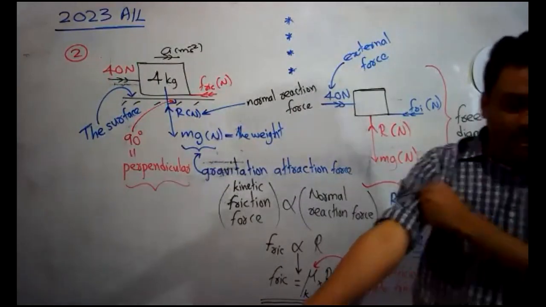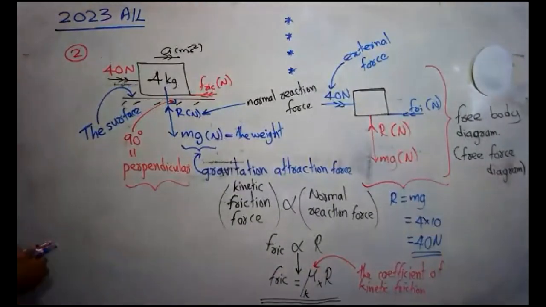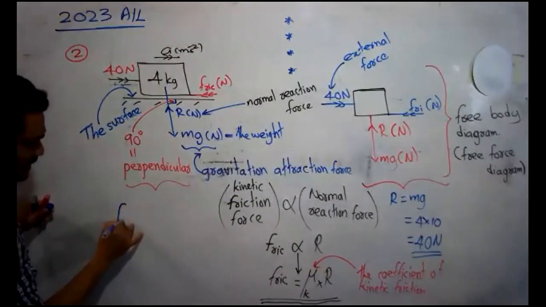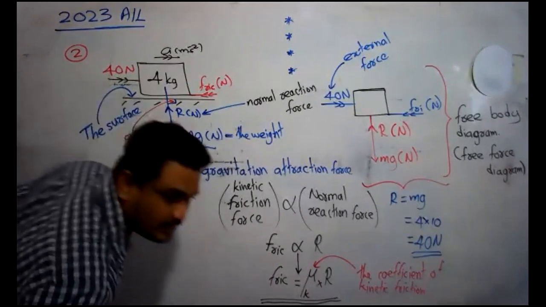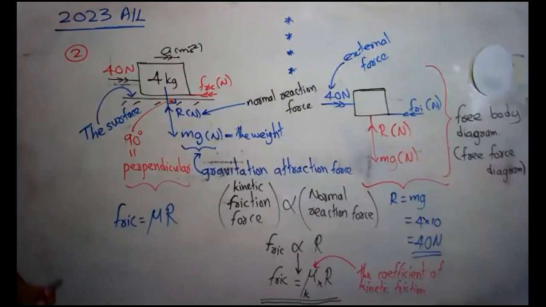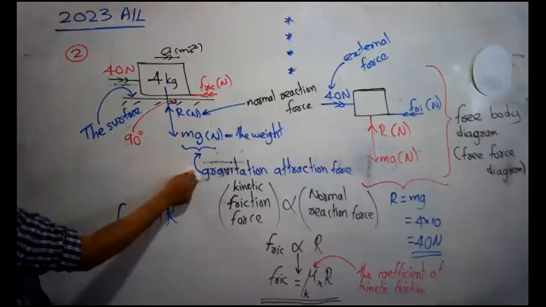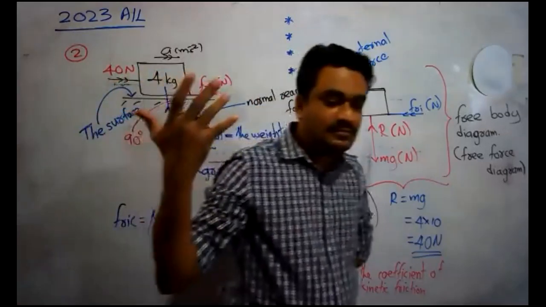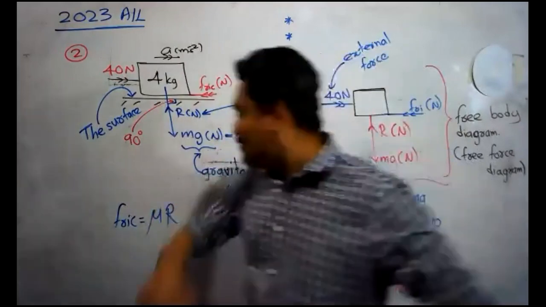Right. Shall we find the friction force, dear? Let's use the equation directly. Friction force equals mu R. Now somebody unmute the mic and tell me the value of mu. What is mu? 1/4. Very good.